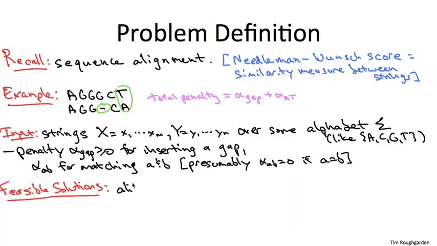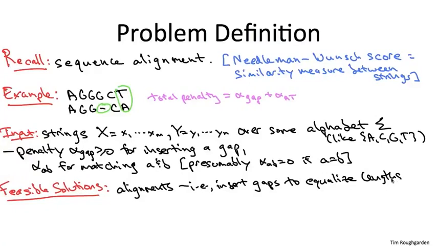The space of feasible solutions are just the ways of inserting gaps into the two strings so that the results have equal length. I should emphasize that you're allowed to insert gaps into both of the strings. In the example, we only inserted into one of the two strings. But in general, you might have an input where one string is 7 characters longer than the other, and it might turn out that in the optimal alignment, the best thing to do is insert 3 gaps at various places in the longer string and 10 gaps at various places into the shorter string.